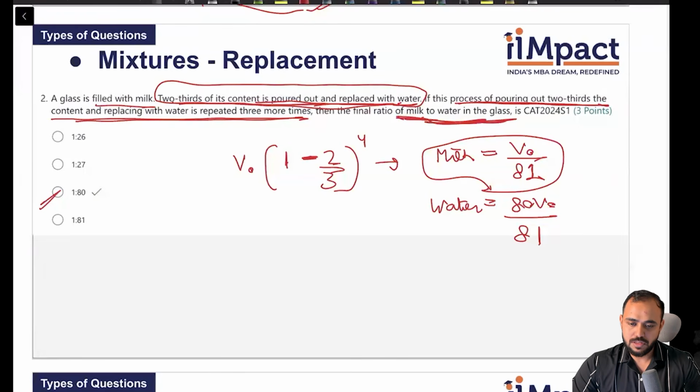Average mixtures questions, guys, please once read what they are asking you for. Otherwise, even after doing everything, this question is done in 30 seconds, right? But it's no point. This is 30 seconds and securing -1 marks.